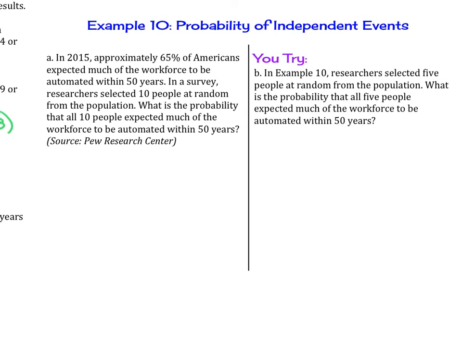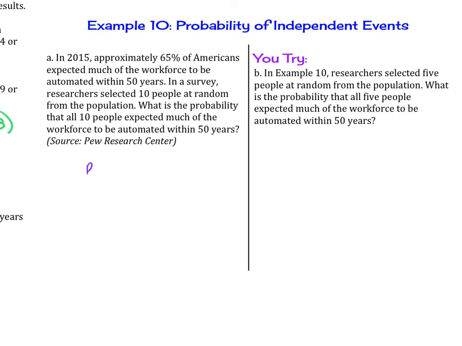In 2015, approximately 65% of Americans expected much of the workforce to be automated within 50 years. In a survey, researchers selected 10 people at random from the population. What is the probability that all 10 people expected much of the workforce to be automated within 50 years?